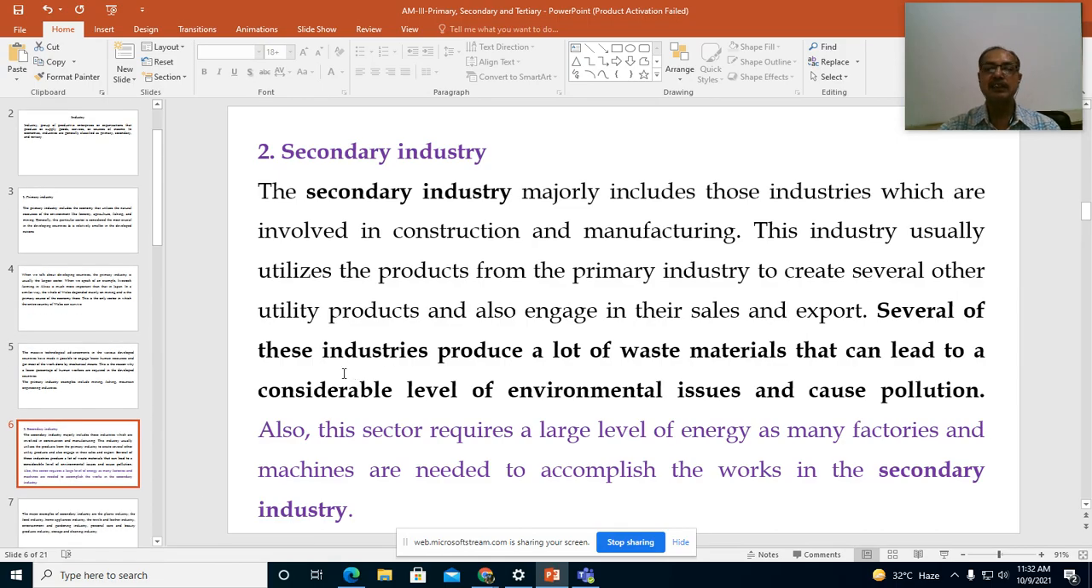Secondary industries mainly include those industries which are involved in construction and manufacturing. This industry usually utilizes the products from the primary industry to create several other utility products and also engages in their sales and export. Several of these industries produce a lot of waste materials that can lead to considerable environmental issues and cause pollution. So you can guess that is why the most developed countries are polluting more and more. Also, this sector requires a large level of energy, as many factories and machines are needed to accomplish the work in the secondary industry.